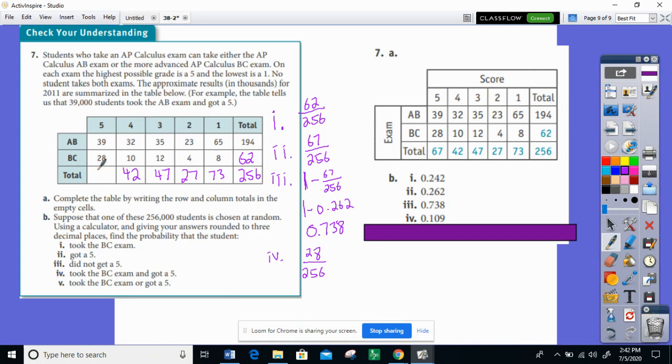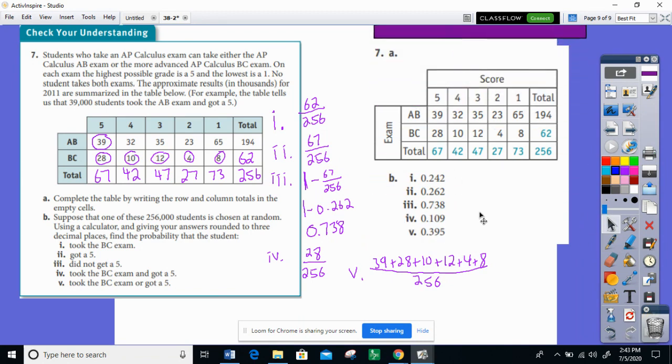That's 62 and that's 67. Lastly, we're going to circle everybody that took the BC exam or got a 5. So that would be 28,000, 10,000, 12,000, 4,000, and 8,000. But then we also need to include the 39,000 who got a 5 taking the AB calculus exam. So if we add all that up, that's 39 plus 28 plus 10 plus 12 plus 4 plus 8 all over 256. And if we convert that to a decimal, we get 0.395.